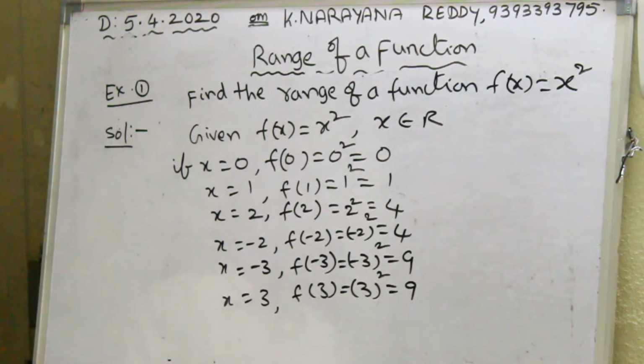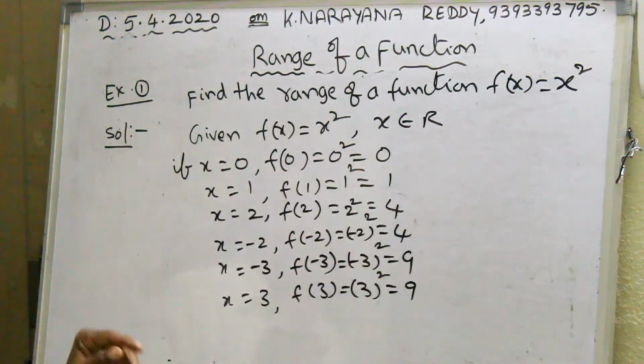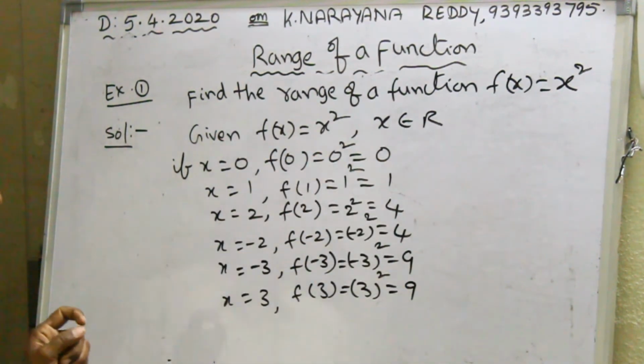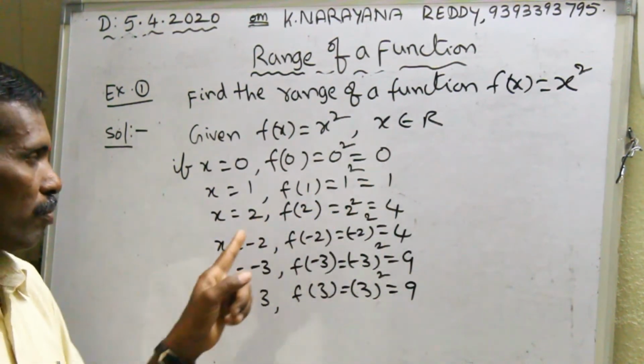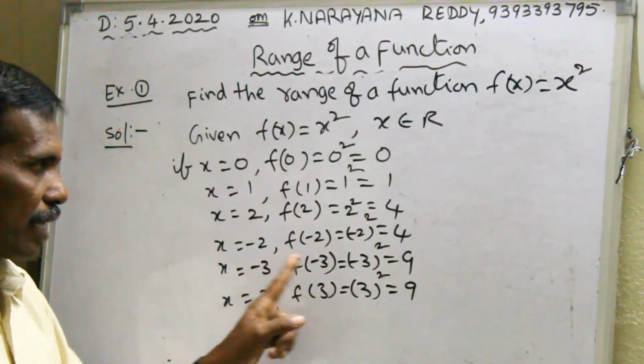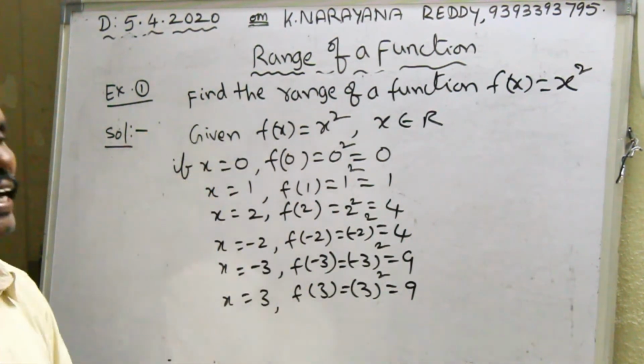These are the inputting values, these are the output values. This is the domain, this is the range. Whenever you substitute 1, you get 1; 2, 4; -2, 4; -3, 9; 3, 9. This is one way of finding the range of a function.